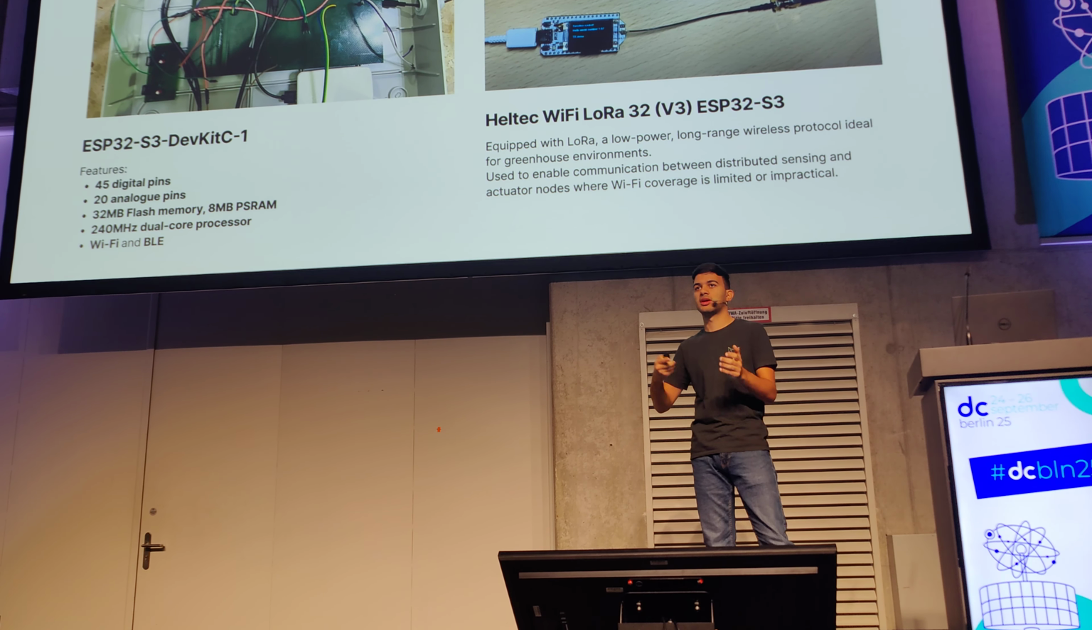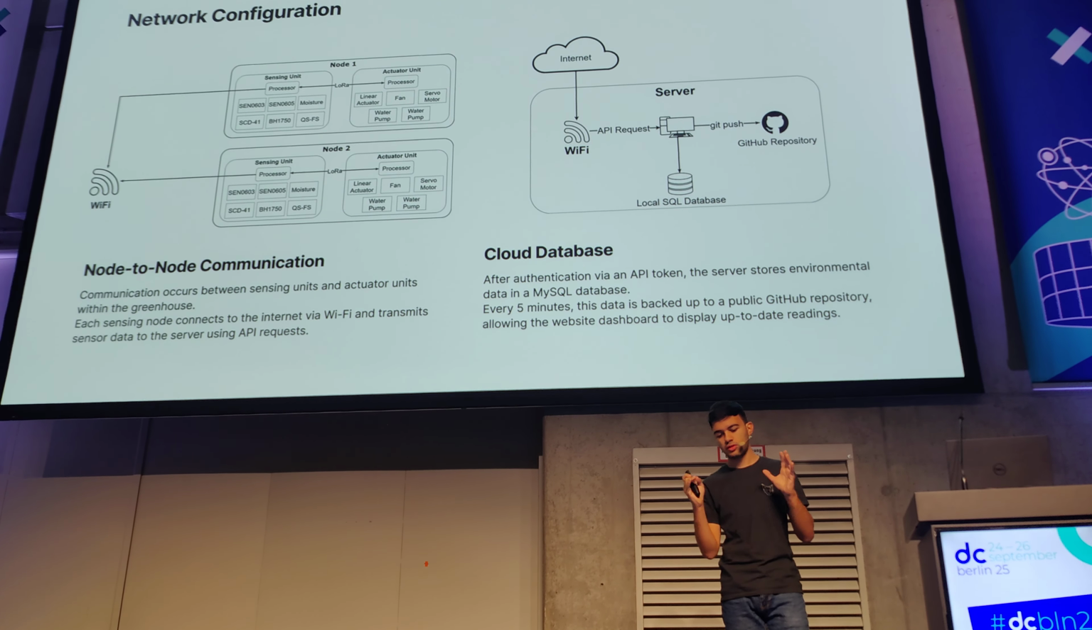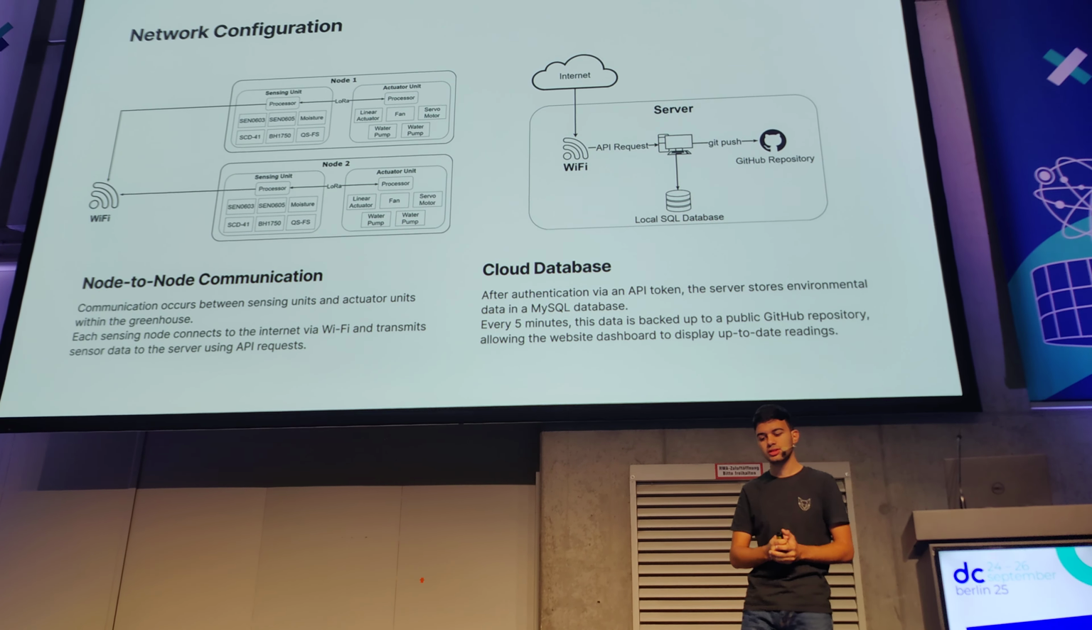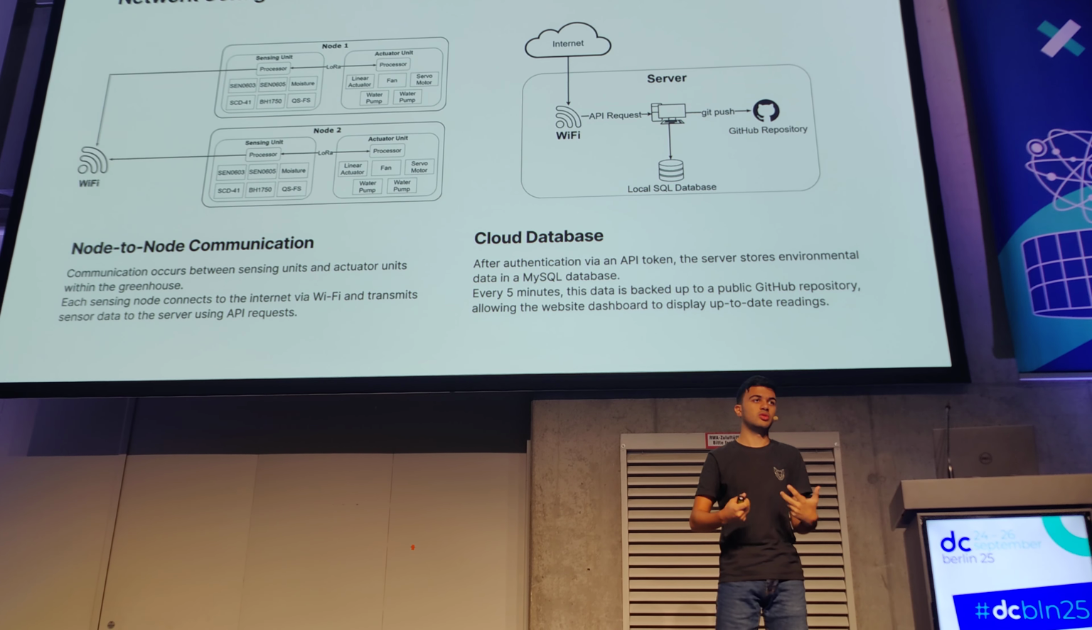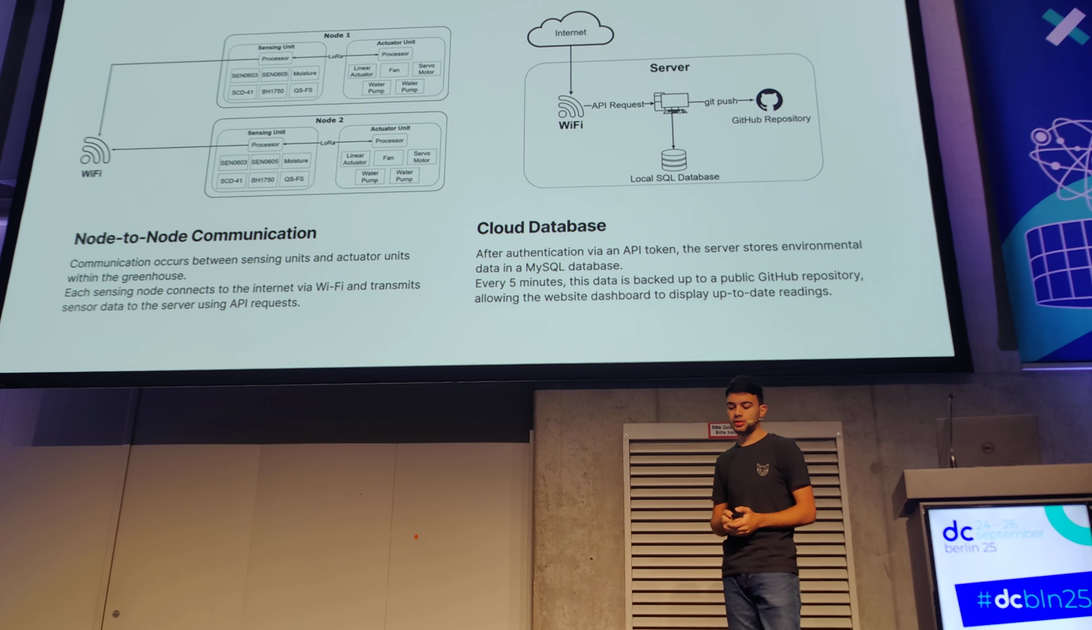Okay, enough hardware, let's go about the network configuration. So these systems will be set up in node-to-node communication. What we have is one sensing unit, one actuator unit. Using LoRa, they speak to each other, they connect, the sensing unit connects to Wi-Fi, and then that Wi-Fi interface will be our gateway to an API request to our web server.